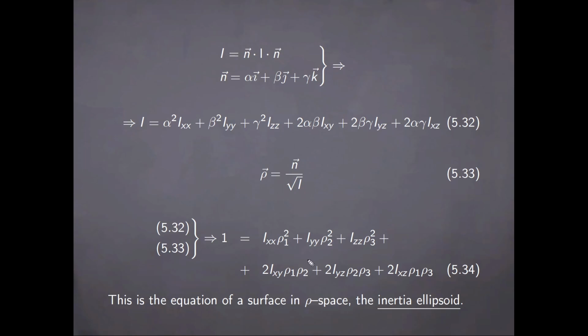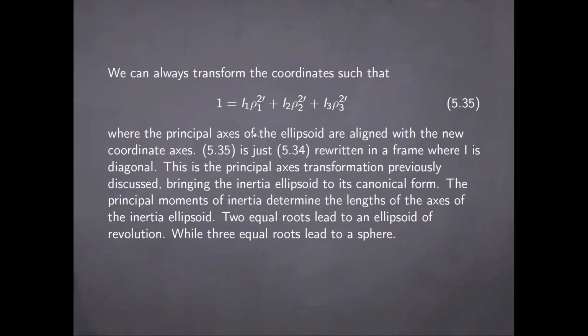So you see, this is a fairly complicated expression, but we can always transform the coordinates such that the equation reduces to its canonical form, where the principal axes of the ellipsoid are aligned with the new coordinate axes. And this result is just the previous one, but rewritten in a frame where the inertia tensor is diagonal.